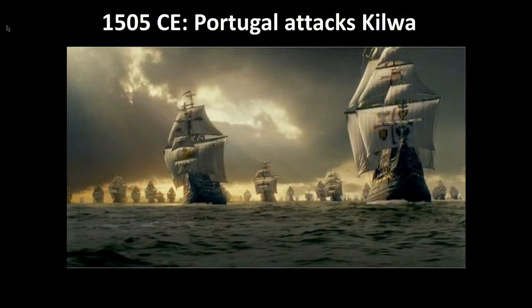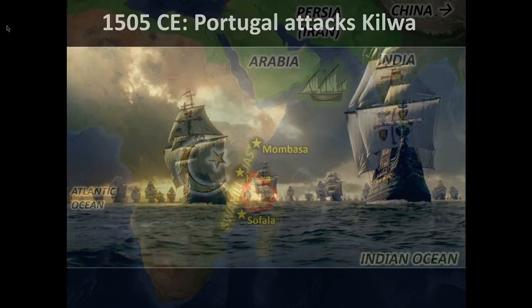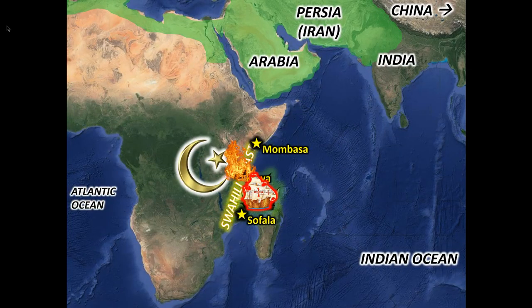In 1505, Portugal attacked Kilwa. The city was brutally sacked, and the Portuguese raised their flag and began building fortifications up and down the Swahili coast. This brutal attack marks the end of Swahili control over Indian Ocean trade and the beginning of the European menace that would ultimately devastate the African continent and its people.